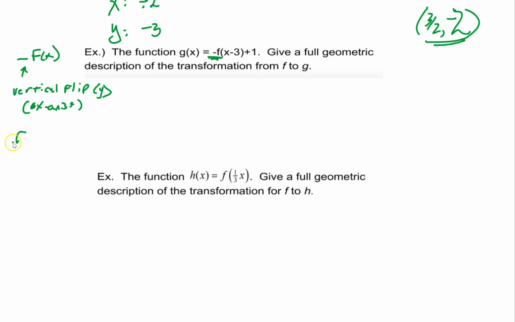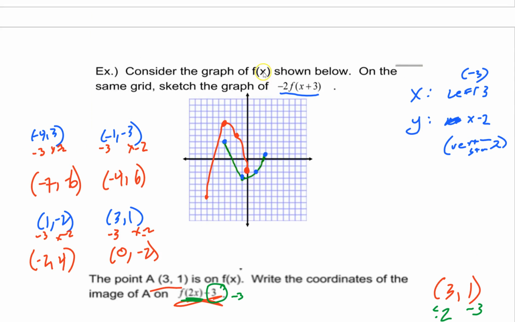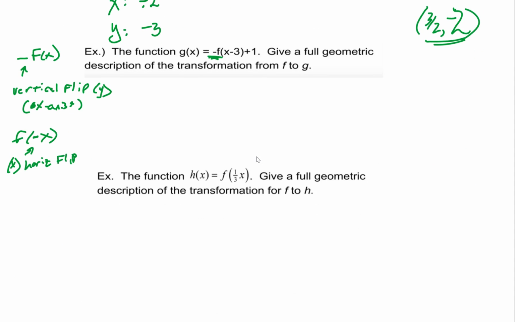If the negative's on the inside, then it's on the inside's x, so it's horizontal. So horizontal flip. So it's a flip left and right. So like the one I did here, right, is a negative on the outside, so it flipped up and down. If I put a negative on the inside, it would flip this way. So I would say it's a vertical flip.